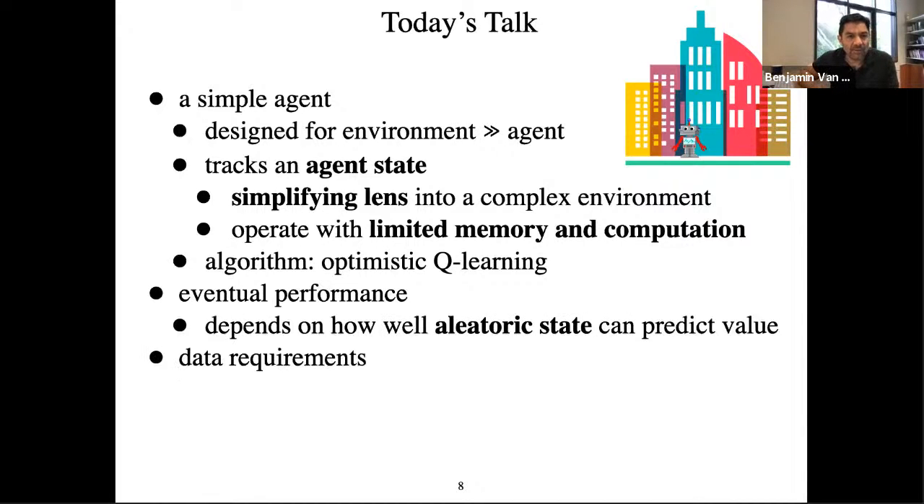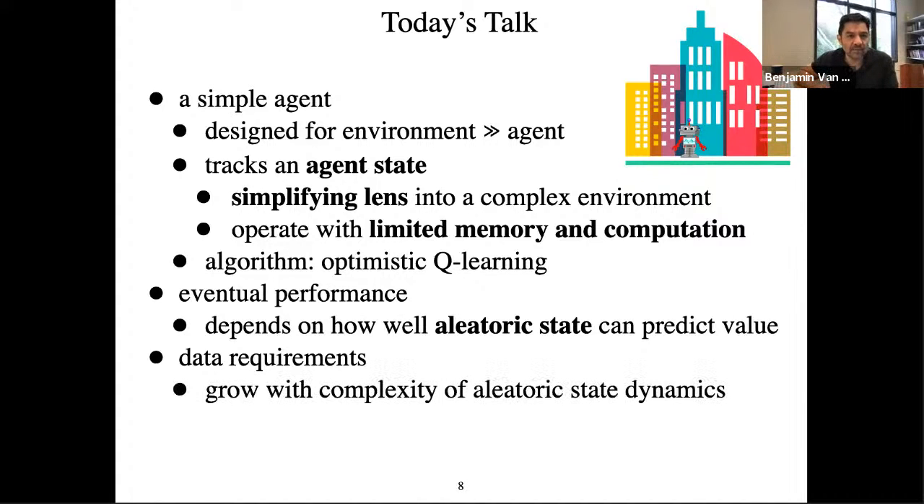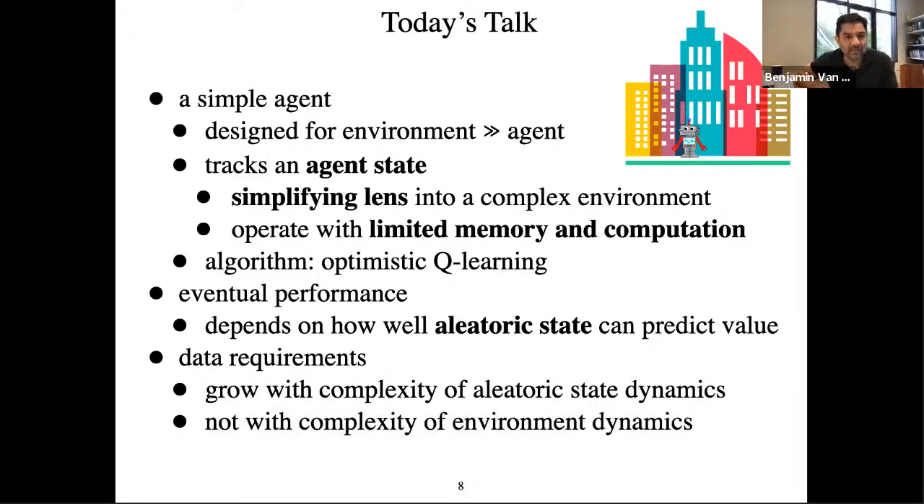The other thing we're interested in here is the data requirement, right? How long does it take to get to that level of eventual performance? And what we'll see is for this agent, the data requirements grow with the complexity of aleatoric state dynamics. Now, aleatoric state is something that the agent is maintaining in its mind that may not actually have that much to do with the environment. It might be much simpler than the environment. And so the key here is that the data requirements don't grow with the complexity of the environment dynamics. It only grows with the complexity of the aleatoric state dynamics.